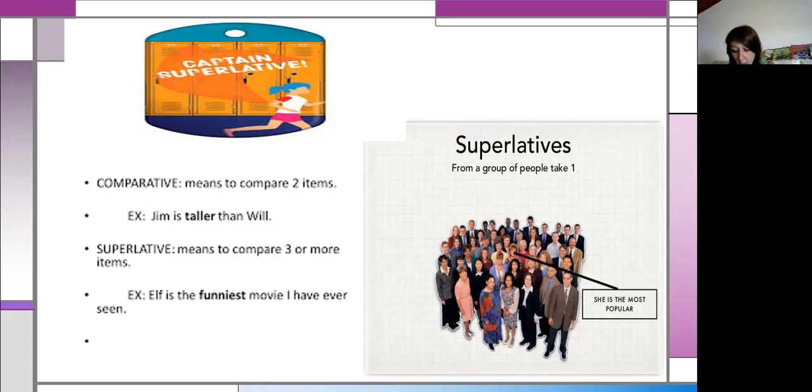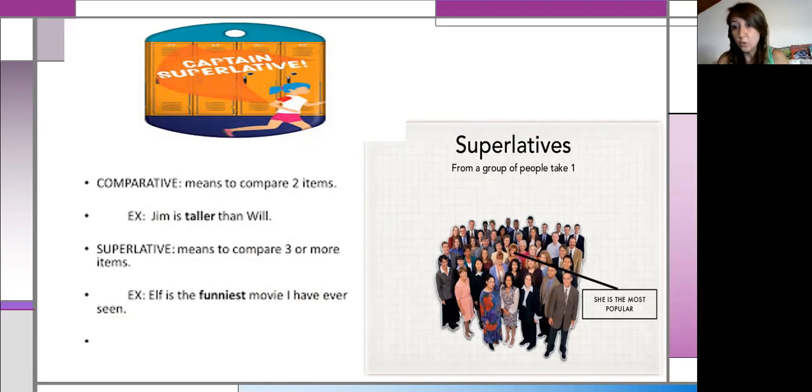Another example: I have a good job. Good is a basic adjective. I have a better job. Better is comparative. And I have the best job. The best is superlative. So you see the difference: good, better, and the best.